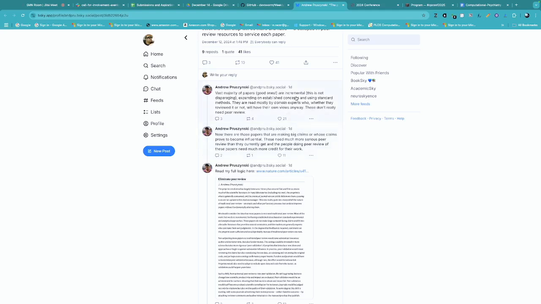Okay, so we have this class of papers that are incremental papers, data papers, theory papers. We have this other class of things that maybe are responses to that, which are opinion pieces. Maybe those don't need peer review, as opposed to the other things that maybe need peer review as developmental pieces. And then we have these other types of papers that are making big claims or whose claims prove to become influential. These need much more serious peer review than they are currently getting, and the people doing peer review of these papers need much more credit for their work.